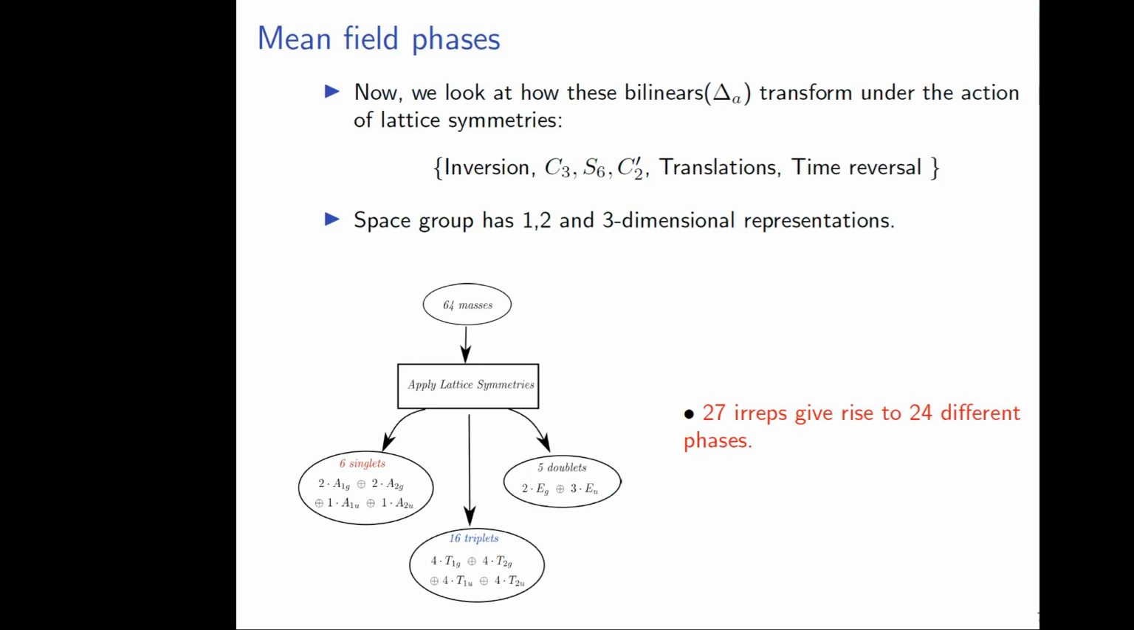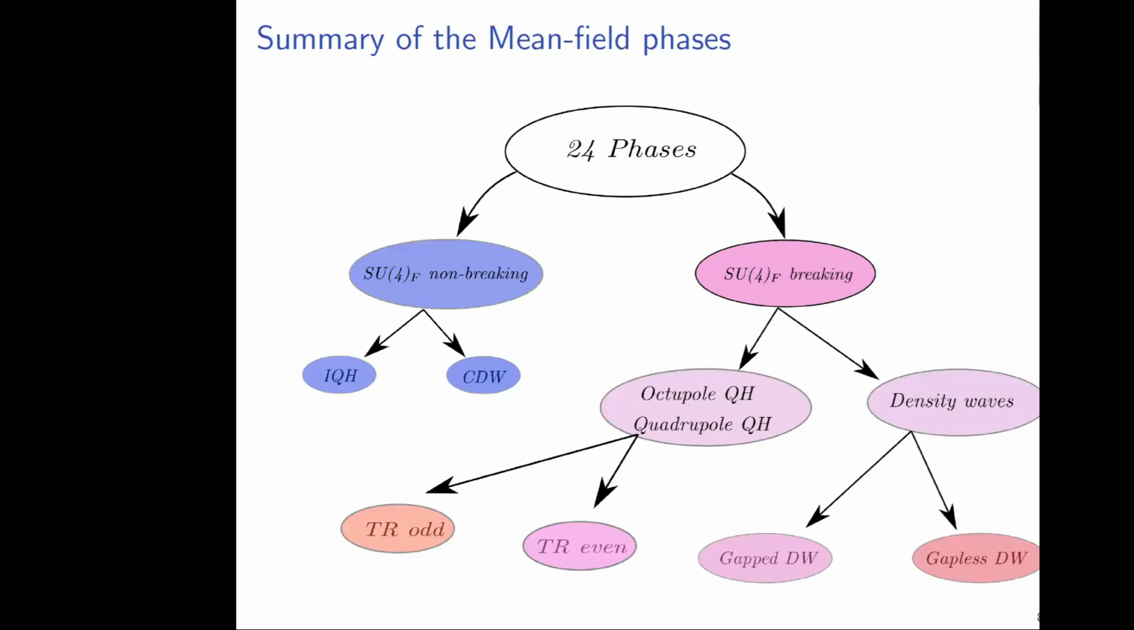So next I'll just show what kind of phases these 24 phases are. These 24 phases can be broadly divided into two categories: one which breaks the SU(4) symmetry, this SU(4) being the one that was present at the lattice level, and one that doesn't break the SU(4) symmetry. There are two phases which don't break the SU(4) symmetry. One is the integer quantum Hall phase, and the other is a charge density wave-like phase.